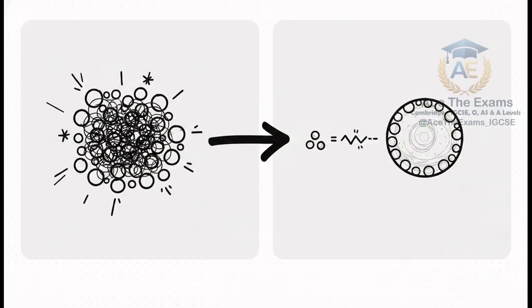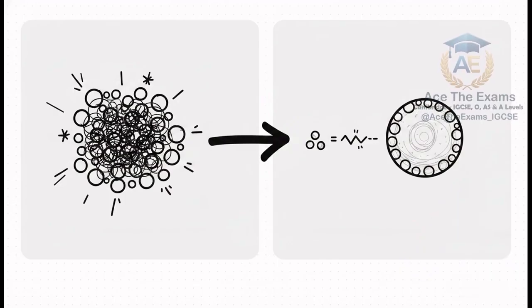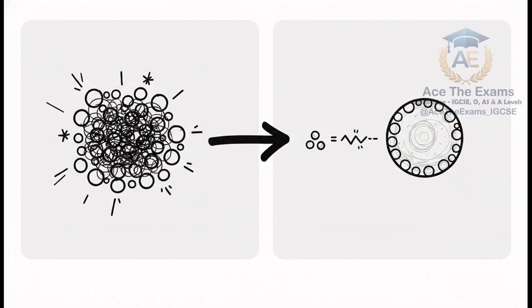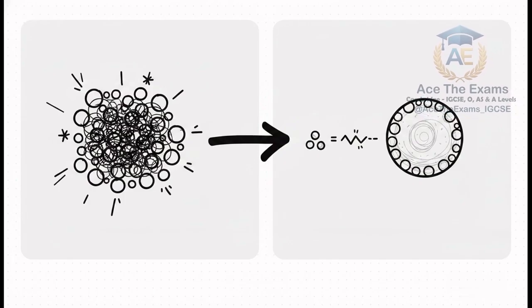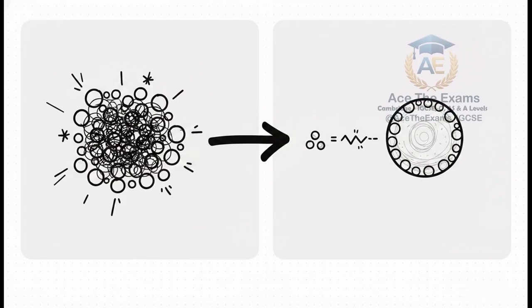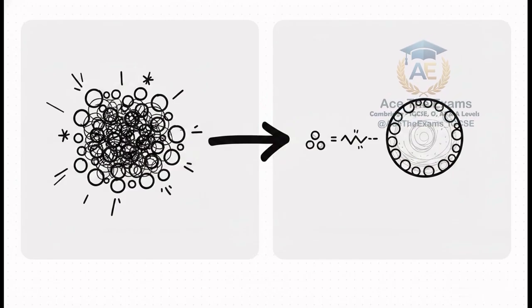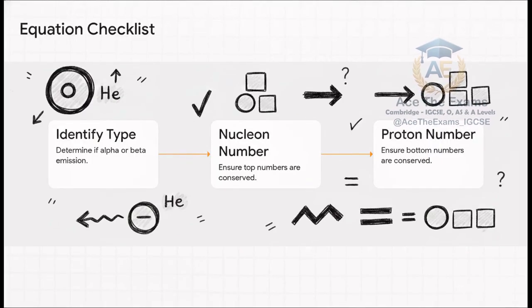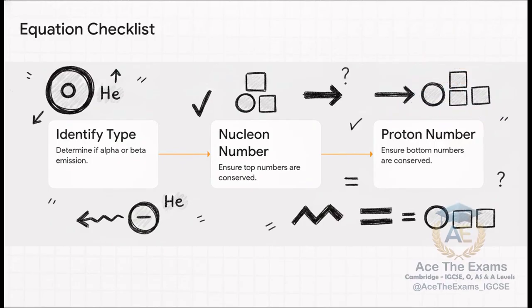Radioactive decay happens when an unstable parent nucleus emits radiation to become a more stable daughter nucleus of a completely different element. You might be wondering, why are some nuclei unstable in the first place? Usually, it's because the nucleus is just too heavy, or it has too many neutrons compared to protons. It's unbalanced. So to reach a more stable, comfortable energy state, it throws off mass or energy in the form of these radioactive emissions.